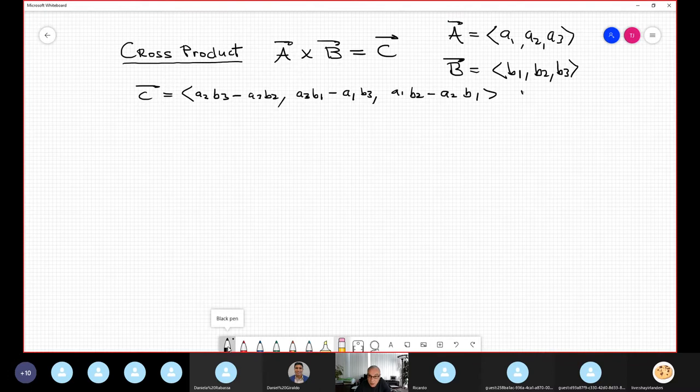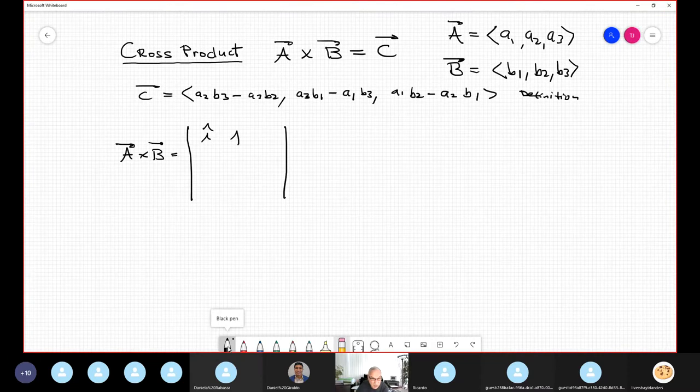This is the definition. However, the mnemonic to remember this is using a determinant. So A cross B. We use a determinant because it is a fantastic way of condensing a complicated formula. So in the first row, you put the unit vectors, the orthonormal base that we used, I, J, K.